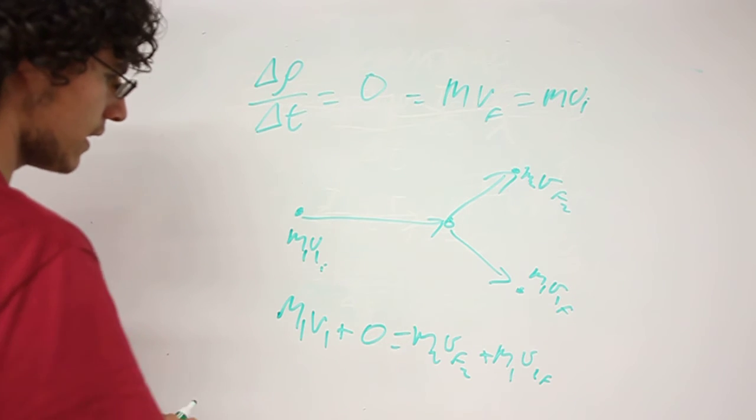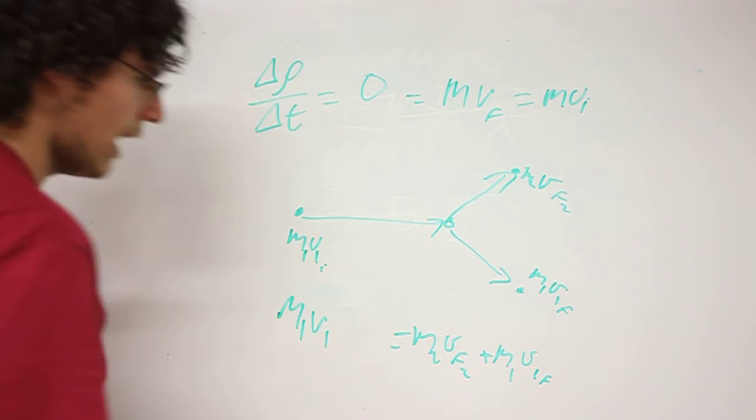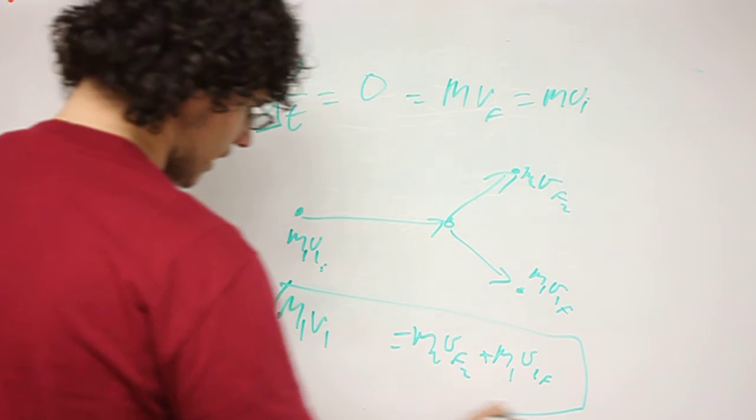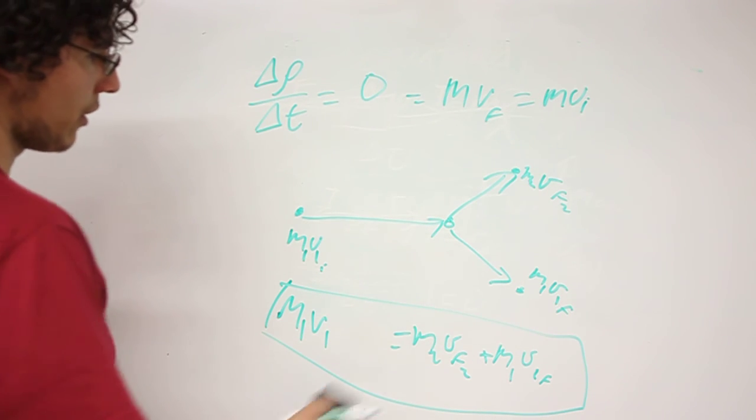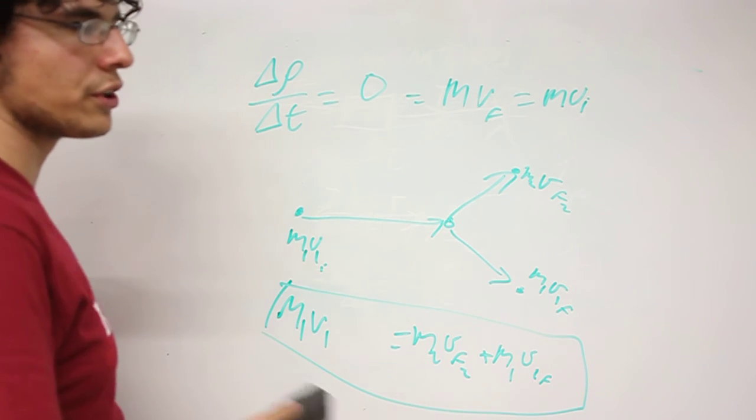So this means that you could just take this out, and you can go ahead and play around with this equation, and that is what conservation of momentum is: just being able to play around with this equation. But remember, it's only when your net force is 0.